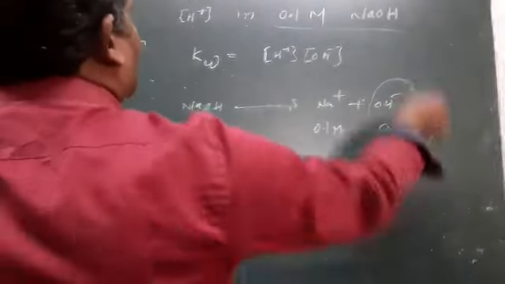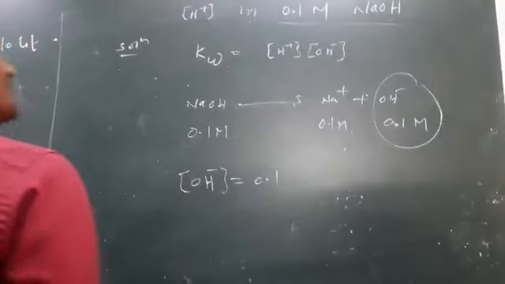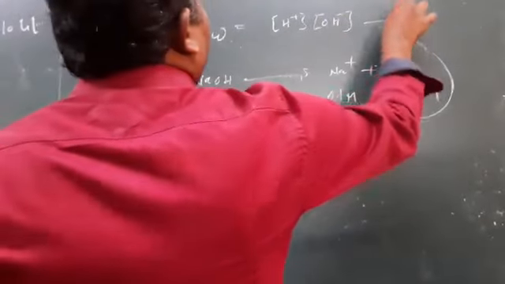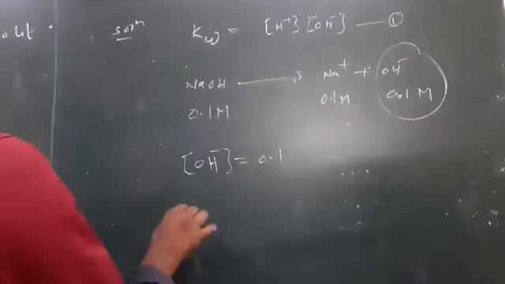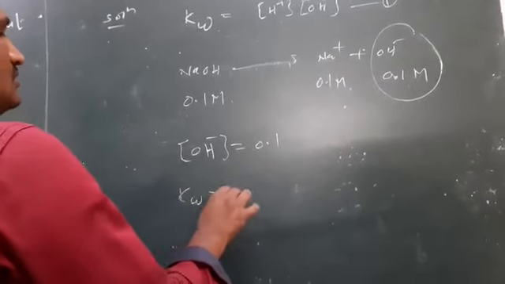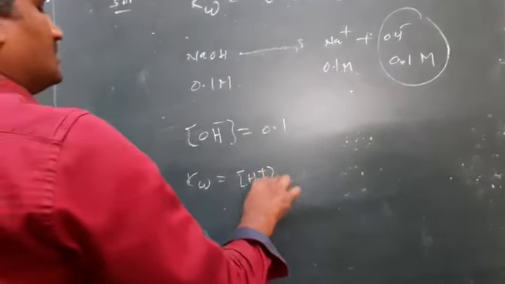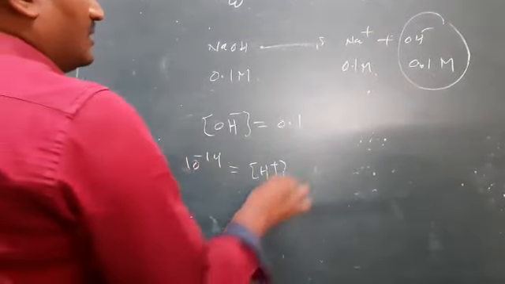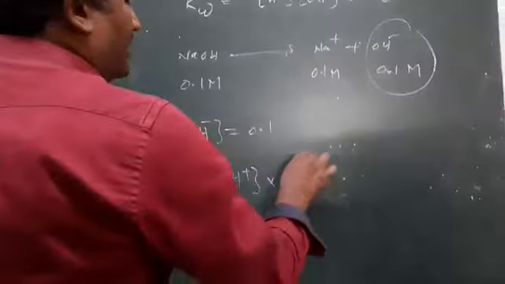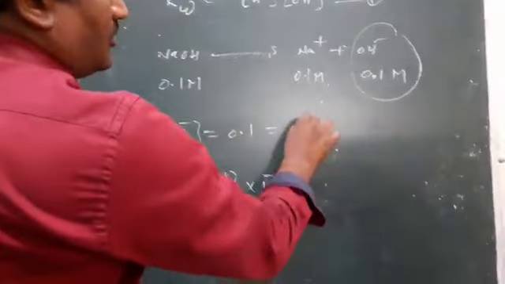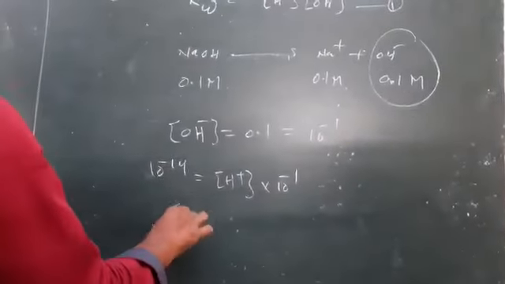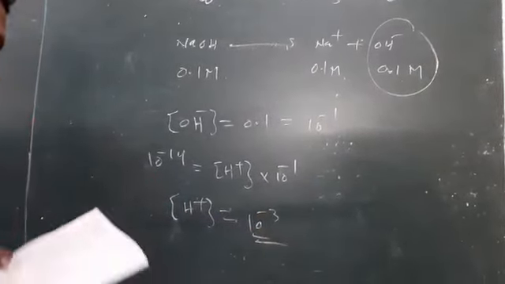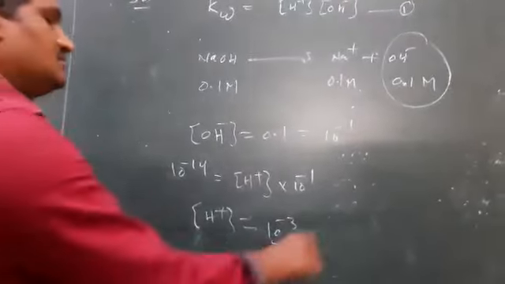Now you just substitute those values in this equation. This is equation 1. Kw equals concentration of H plus into concentration of OH minus. Kw they have given as 10 power minus 14, and 0.1 equals 10 power minus 1. Now the concentration of H plus equals 10 power minus 3 molar.